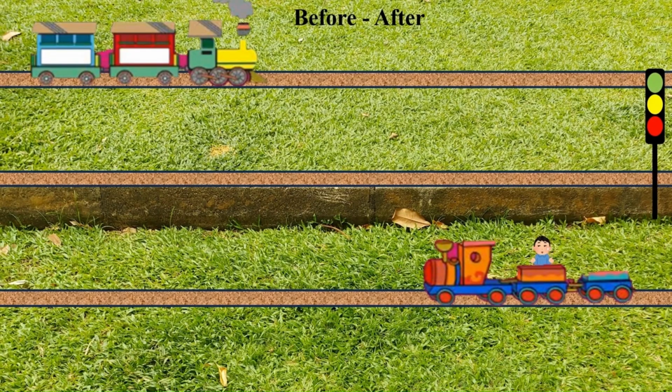So the last set of position words, before, after. Here you can see many trains, railway tracks, signal. I'm going to teach you these words before and after using the bogies and the engine. These are called the bogies and this is the engine. Where is the engine? The engine is before the red color bogie.